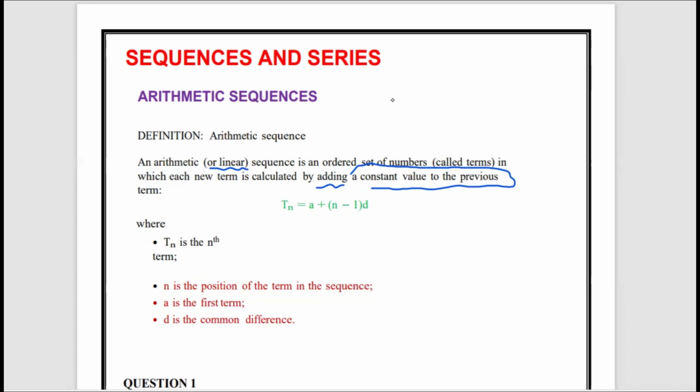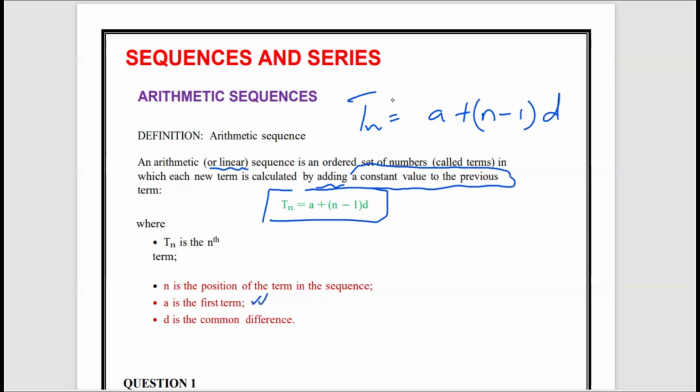All right, so we know that the general term, which is the general rule or the nth term of an arithmetic sequence, will be given using Tn is equal to a plus (n minus 1) into d. So the n minus 1 must be in brackets. The a will represent the first term of the sequence, n represents the position of the term, and d will represent what we call the common difference.